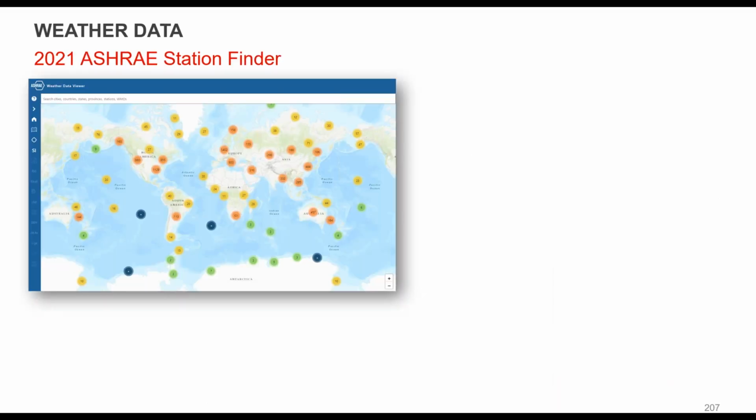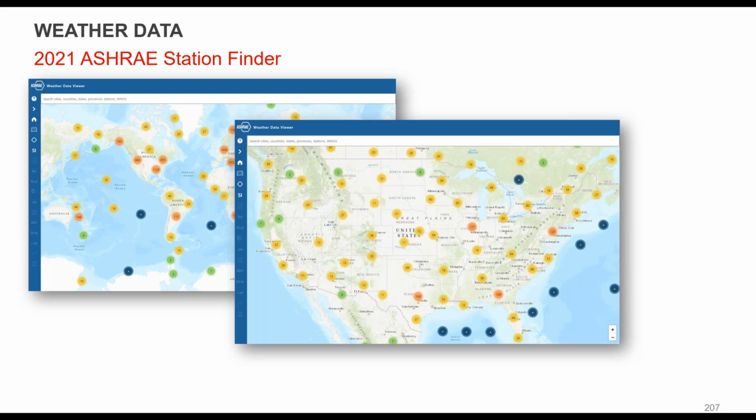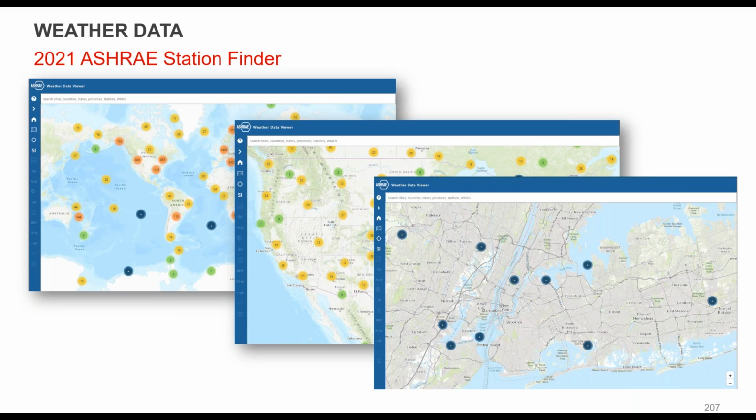So there is an app to be able to do this, the ASHRAE Station Finder Weather Data Viewer. Each of the circles represents the number of stations that are nearby. It's all station-based, but you can zoom in. Here we're zooming into New York and being able to start looking at some of the various locations, and you can click on one of those and it'll tell you where it is, etc.